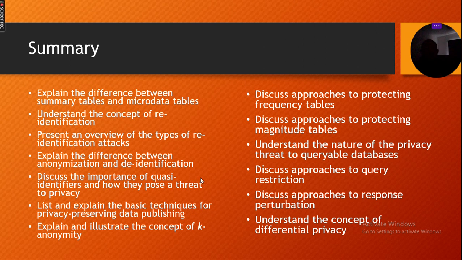We listed and explained the basic techniques for privacy preserving data publishing. We also explained and illustrated the concept of k-anonymity. And then we discussed the approaches to protecting frequency tables and magnitude tables. We understood the nature of privacy and the threats to queryable databases. We discussed the approaches to response perturbation and understood the concept of differential privacy. So this is what we have for this class.